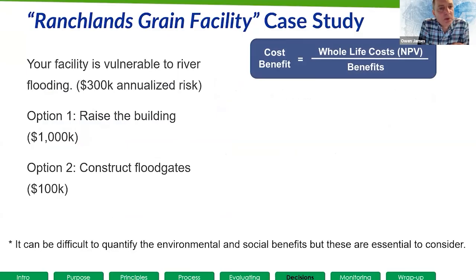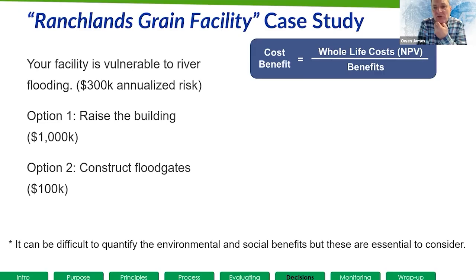So here's an example. We've got a grain facility. It's a facility that's exposed to risk of flooding. So let's assume that the risk is annualized for $300,000. I've done my risk analysis. I've worked out what the risks are. I've calculated the likelihood and probabilities. I've come up with an annualized risk of $300,000. Simplistically, it's subject to flooding.